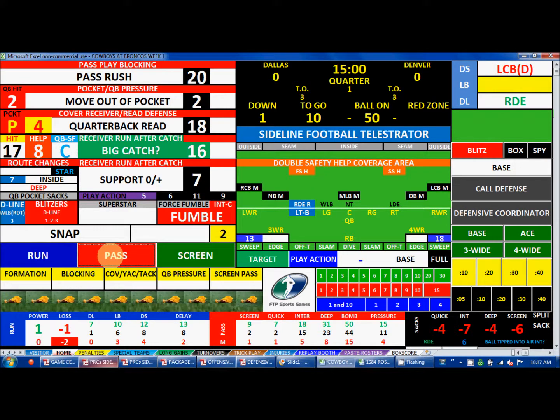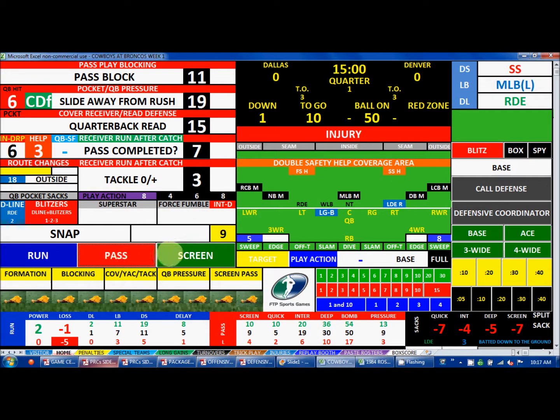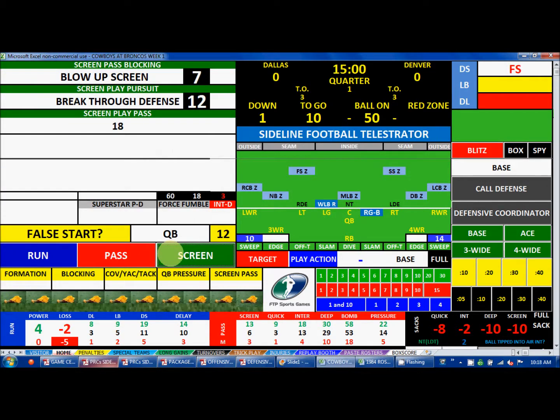And then pass plays, screen plays. As soon as you click this button, everything's going to show up on the screen that you need to have to resolve the play. And then these penalty flags down here are very useful in actually putting a flag on the play in case more than one pops up during a play.